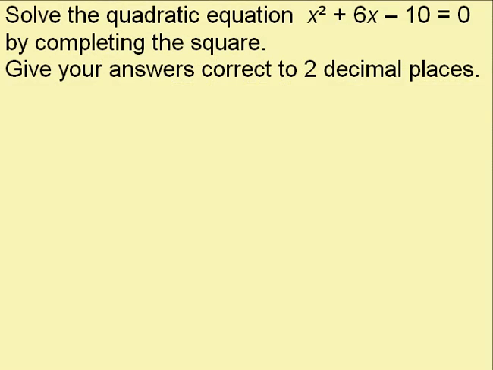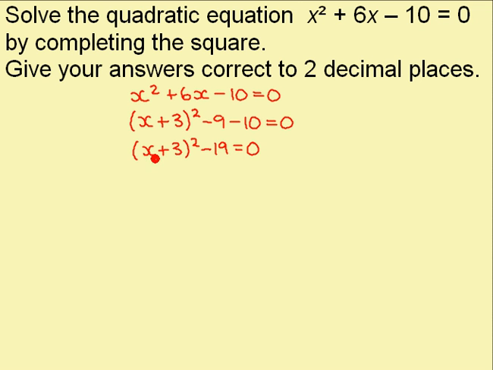Now this question asks me to give my answers correct to 2 decimal places. I'd be allowed a calculator for this question, and actually it's not any more difficult. I start by completing the square on this equation. Completing the square gets me to this point. I now need to add 19 to both sides, so I get x plus 3 squared equals 19.